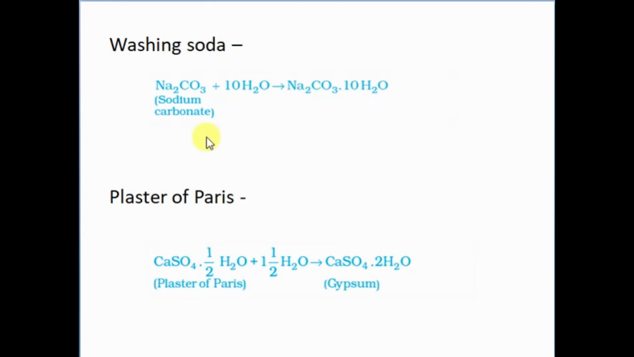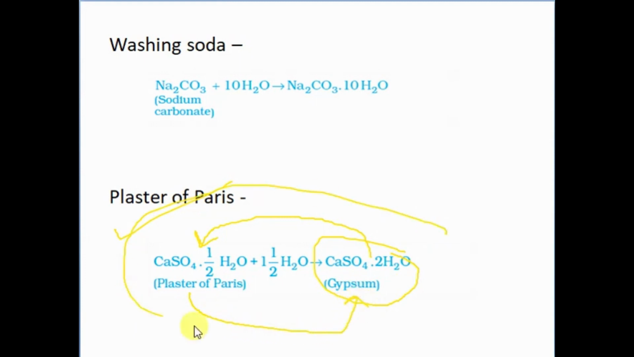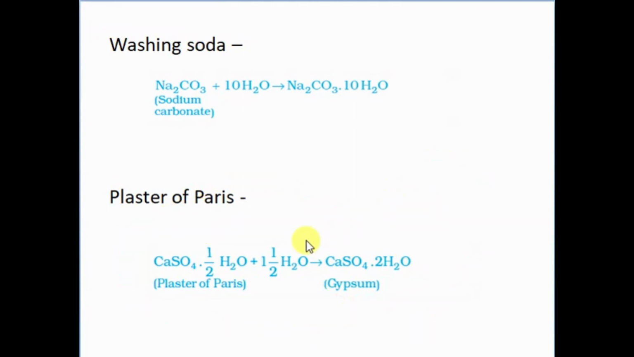Now next we have plaster of Paris. Okay, plaster of Paris. So here, how is plaster of Paris formed? When gypsum is heated, it will lose water and it will form plaster of Paris. And how can you use plaster of Paris? When plaster of Paris is reacted with water, it will form gypsum. So these are the reactions that happen in both directions. So this is the reaction.